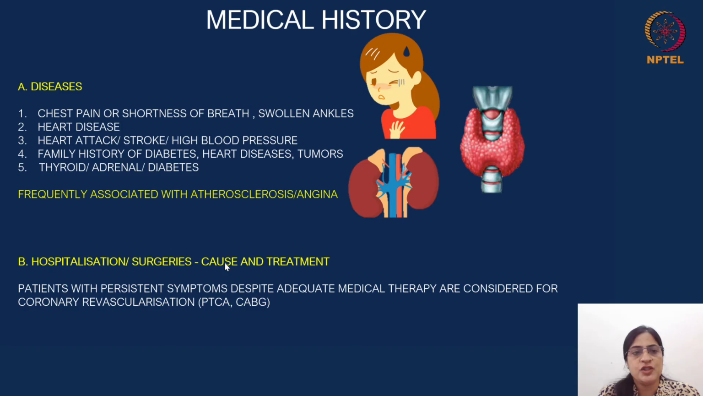If the patient has chest pain or shortness of breath, look for swollen ankles. If the patient gives you a history of heart disease or previous heart attack, stroke, high blood pressure, or if there is any family history of diabetes, heart diseases, tumors, thyroid, adrenal, all these endocrinal disorders have to be ruled out. These are the diseases which are frequently associated with atherosclerosis or angina.